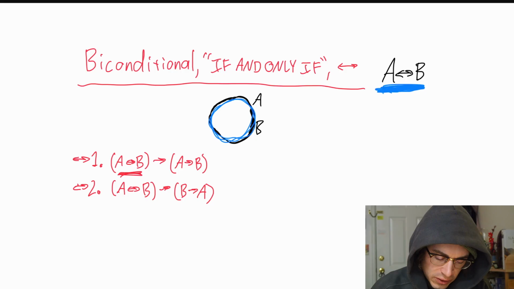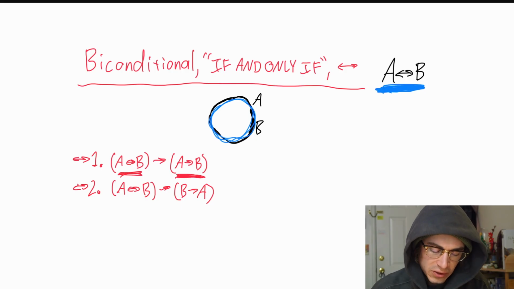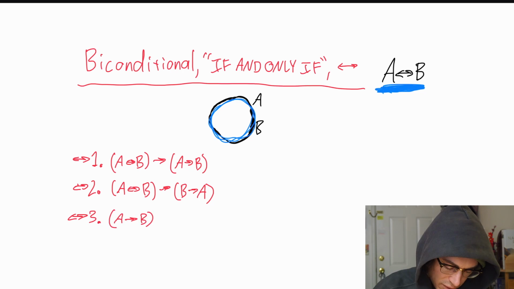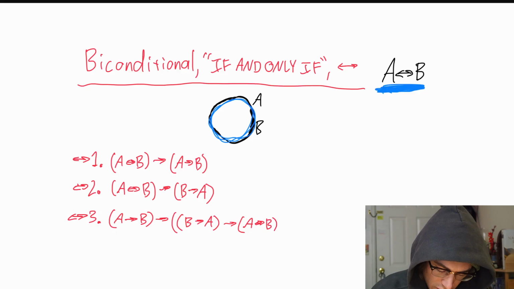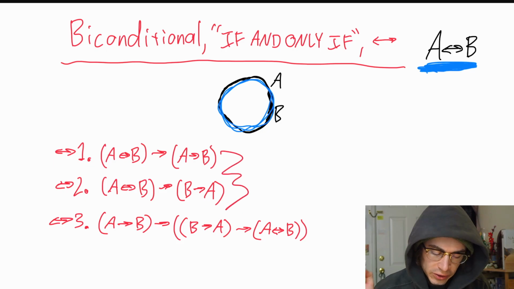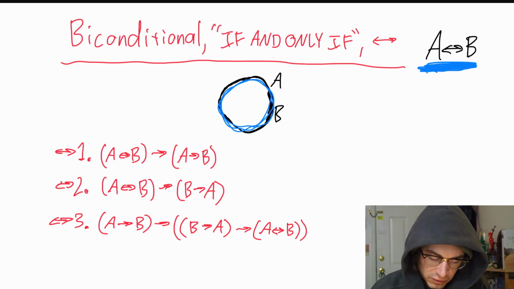So if you know this, then you know that this is true. And the same for the other way. And the third one is if A implies B, then if B implies A, then we know that A biconditional B. So if we know both of these, then we know this. Again, the third one going in the opposite direction from the first two, which form a pair.